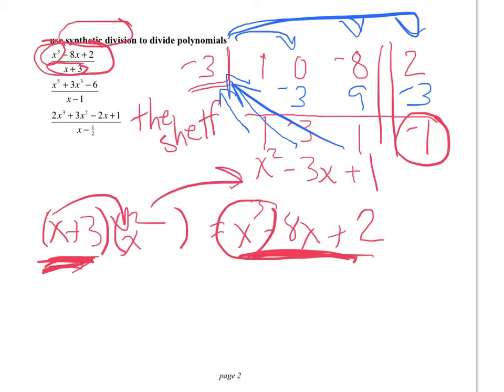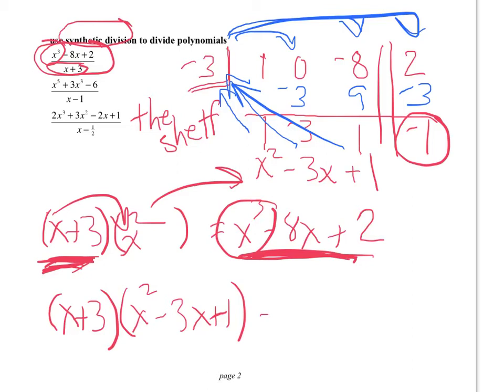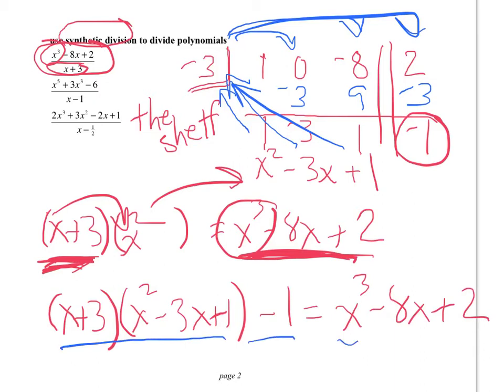and then by the division algorithm, we know that if we take x plus 3 times x squared minus 3x plus 1, and then add the remainder, which is negative 1, we would get x cubed minus 8x plus 2. And you should try this out. You should actually multiply this out. Do that on your own time, and then add that negative 1, and see that you get x cubed minus 8x plus 2, because that's what the division algorithm says you should get. So make sure you can do that so you can understand how this works.